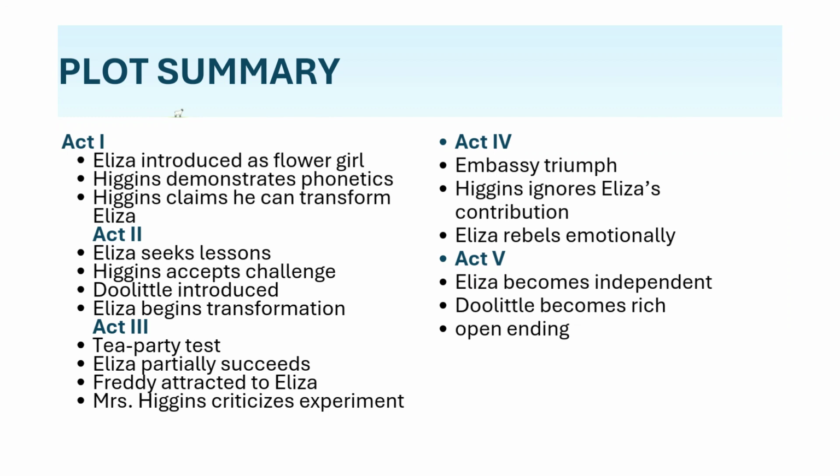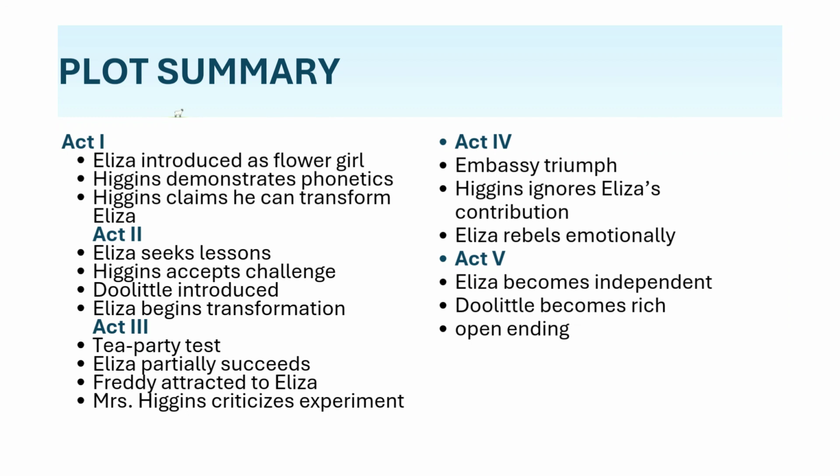proper speech. Act 2 begins when Eliza arrives at Higgins' house seeking speech lessons. Higgins accepts the challenge and makes a bet with Colonel Pickering that he can pass Eliza off as a duchess in society. We are also introduced to Alfred Doolittle, Eliza's father. Eliza's long process of training and transformation begins.